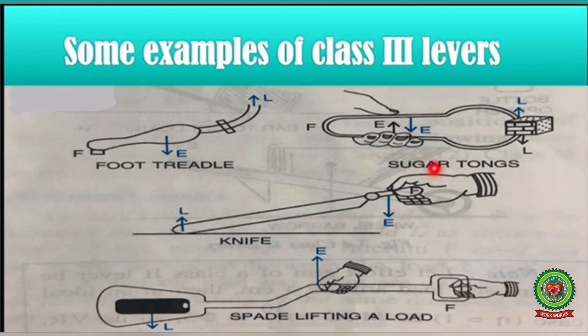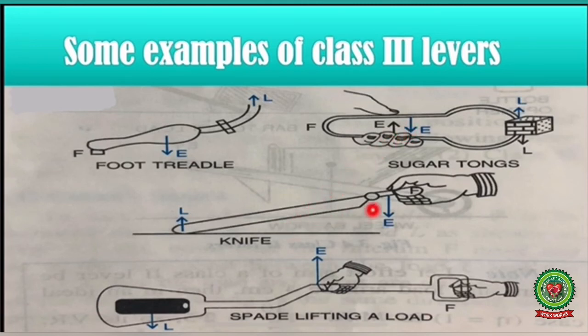Sugar tongs as well as ice tongs and fire tongs. These all are the examples of class 3 lever because here we have the load. At this point we apply the effort and this point is fulcrum. So effort is in between load and fulcrum. So this is an example of class 3 lever.